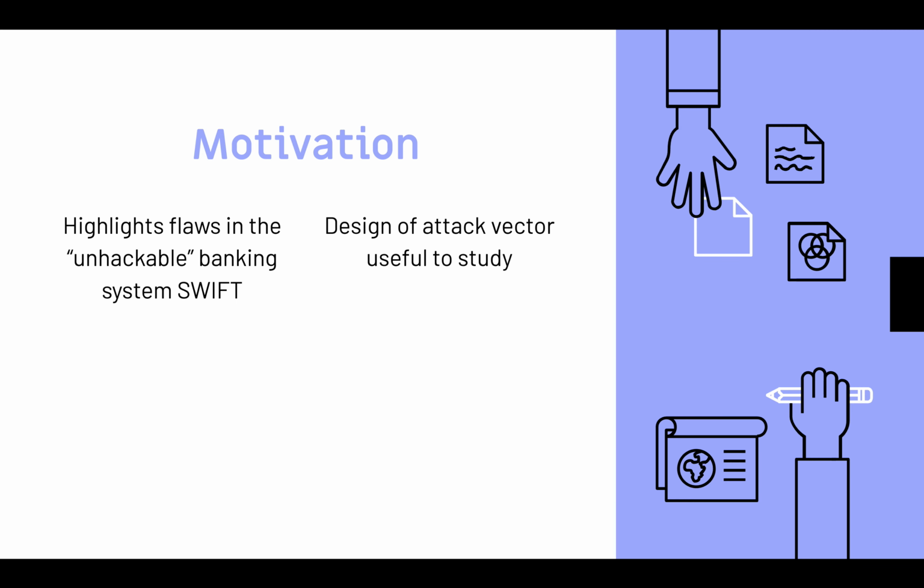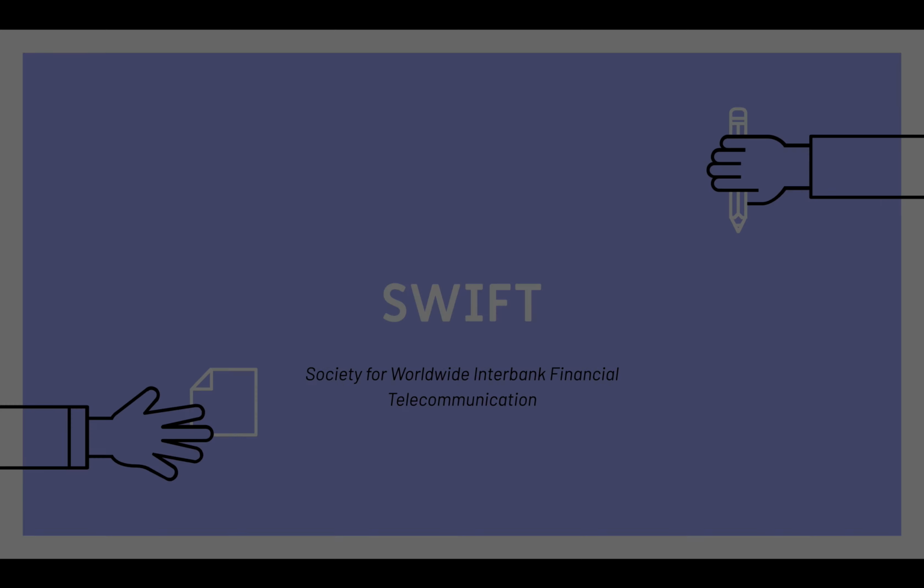Now, some motivations on why we should study this attack. It really highlights the flaws in the supposedly unhackable banking system of SWIFT, and we're going to get more into SWIFT in the first background slide coming up. Another motivation is that the design of the attack vector is truly an excellent case study for cybersecurity students. The attack occurred on such a large and international scale that it required the organizers to utilize their knowledge of culture and customs to their advantage to find vulnerabilities in this otherwise unhackable banking system.